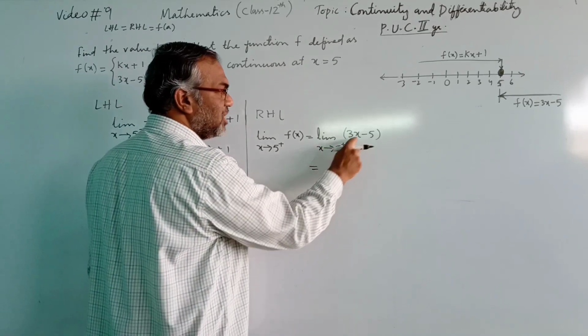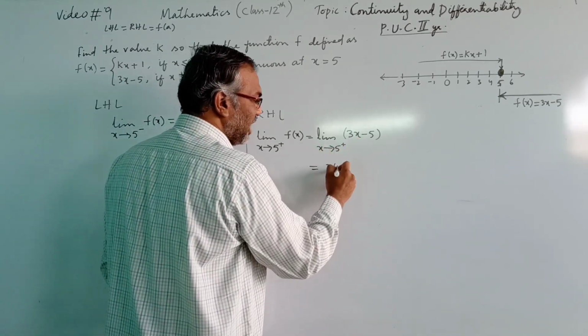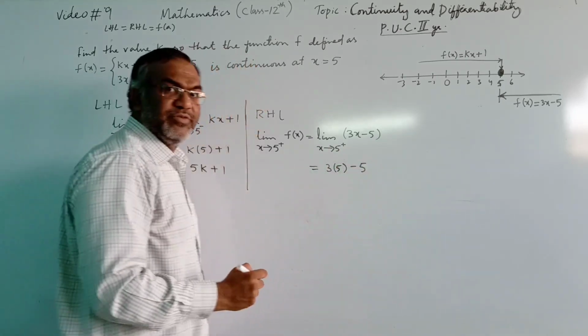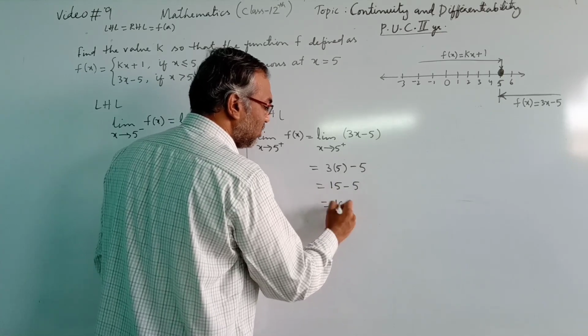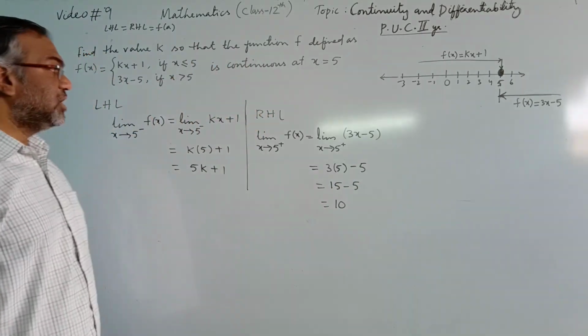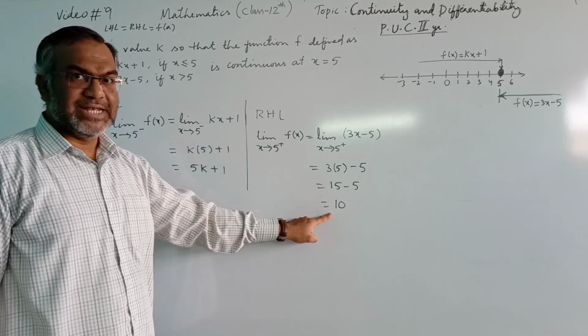Now again apply the limit. Replace x by 5. That will be 3 into 5 is 15, minus 5. So that will be equal to 10. So we got LHL 5k plus 1 and RHL 10.